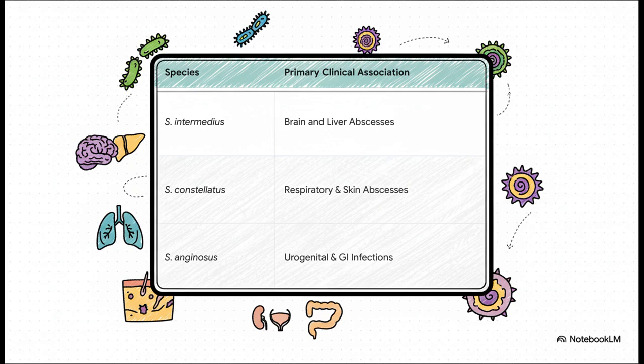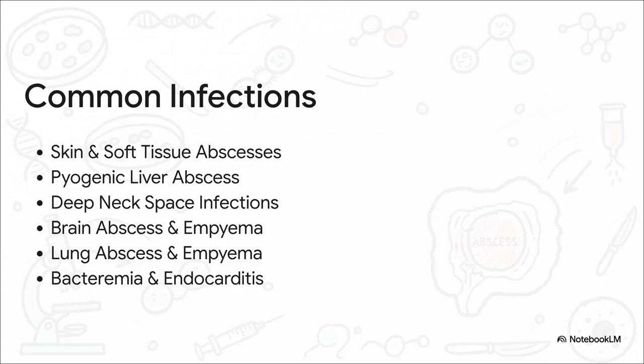It gives them a huge diagnostic head start. And the list of damage this group can do is just staggering. It can be anything from skin abscesses all the way to life-threatening infections in pretty much any organ you can think of. The liver, the brain, the lungs. It can also cause a really, really destructive form of endocarditis.